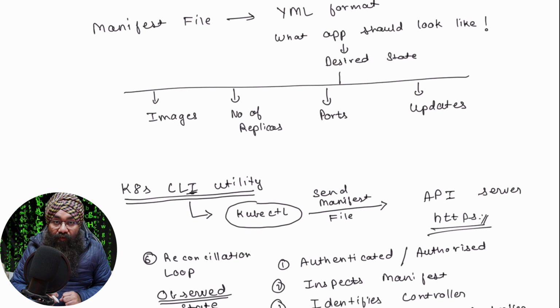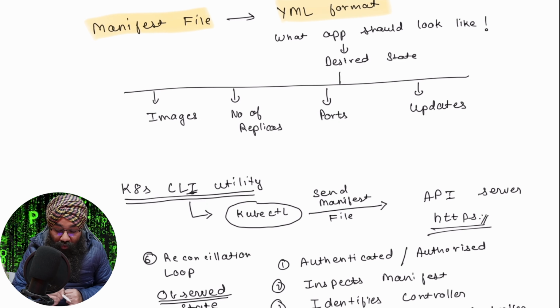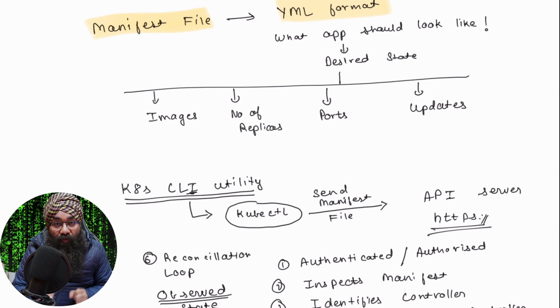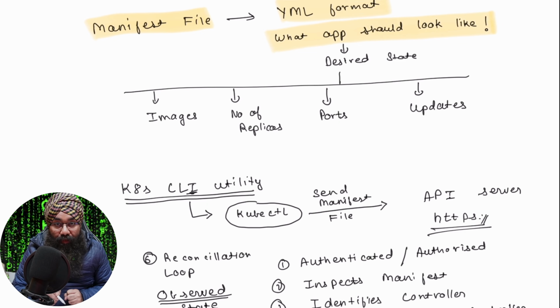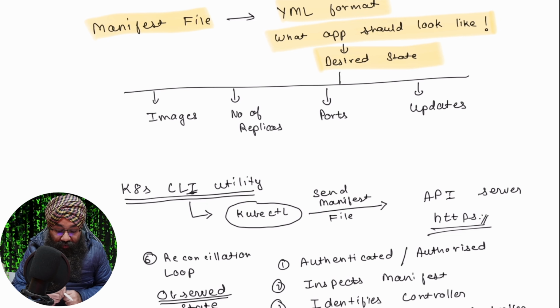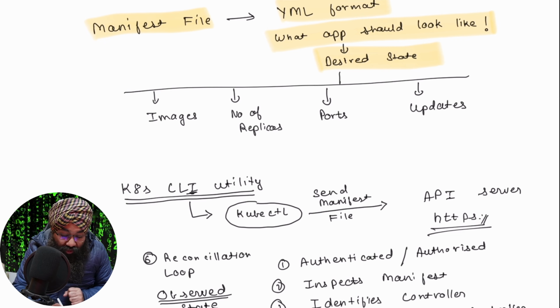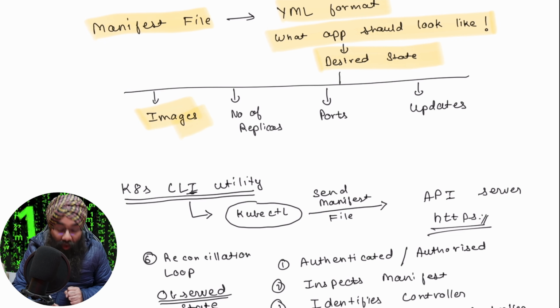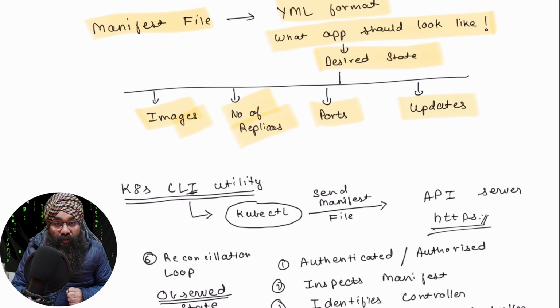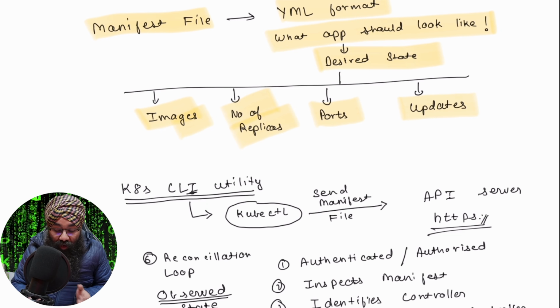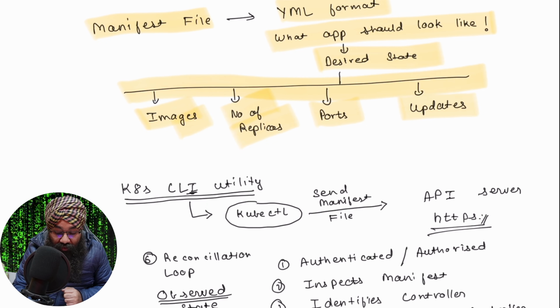Okay. So let's understand what a manifest file is. A manifest file is written in YAML format. Okay. And again, as we said, the concept of desired state, it specifies what your app should look like when it is running in a happy case. Okay. So this is called the desired state. For example, which images should it use? How many replicas it should have, which ports it should update, how version updates should happen for this app. All these details and many more details are specified as part of the desired state.